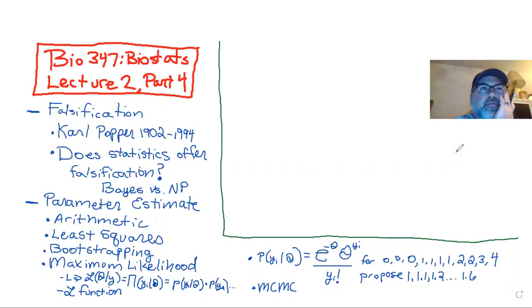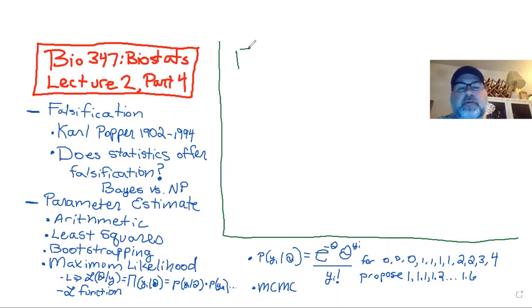We're going to look at, so we covered so far Neyman, Pearson, and Bayes, and we're going to take a broader view now and look at the role of statistics in science, okay? And this whole idea of falsification.